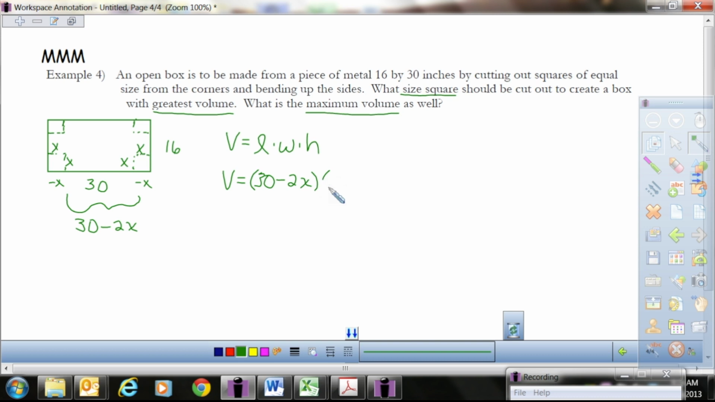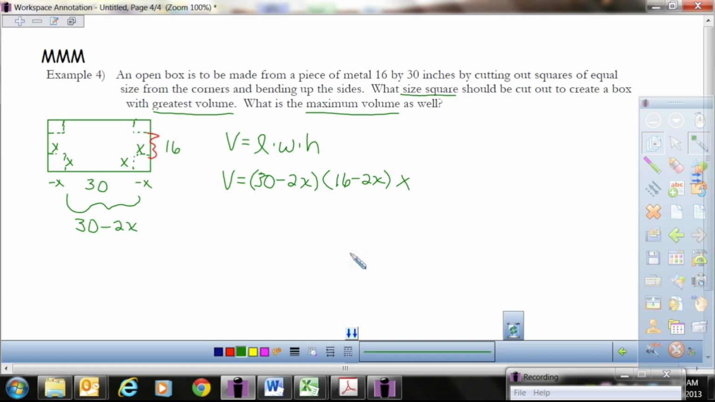Your width is kind of the same thing. You start off with a width of 16, but if you cut an X off of this side and an X off of this side, then the length that is left will be shorter right there, right? It will be minus 2X. And then the height of the box, if you fold it up, will be X high. Okay?